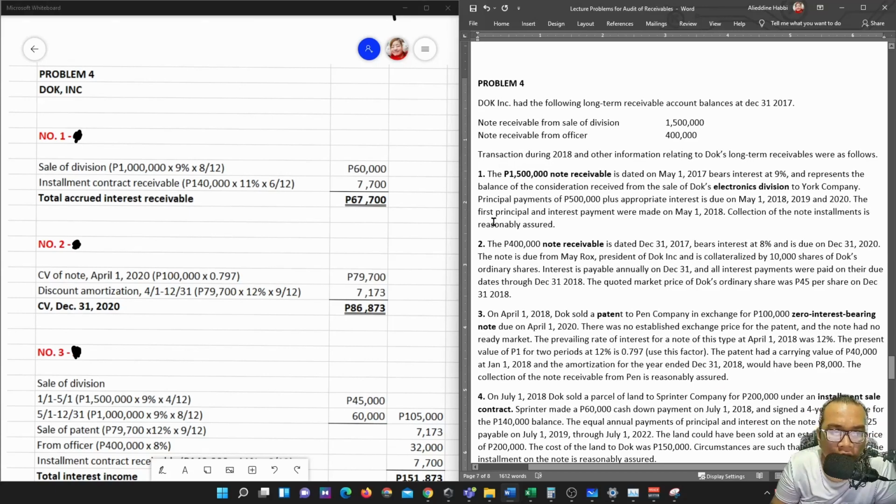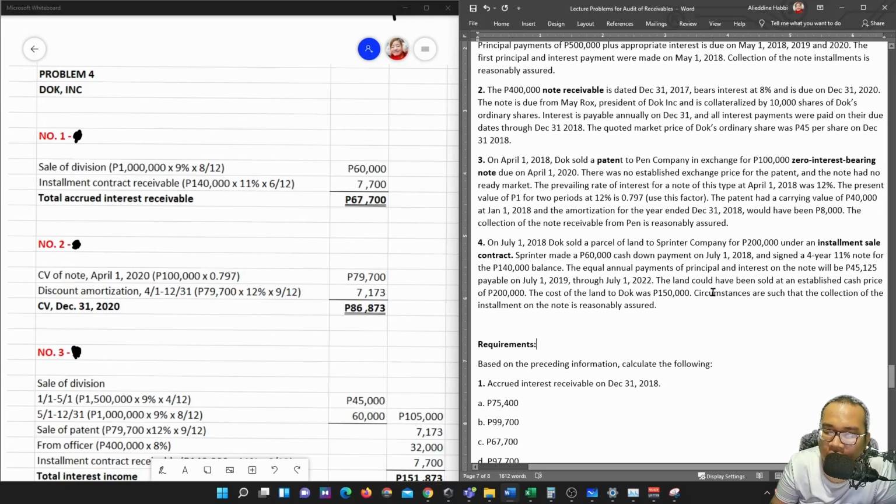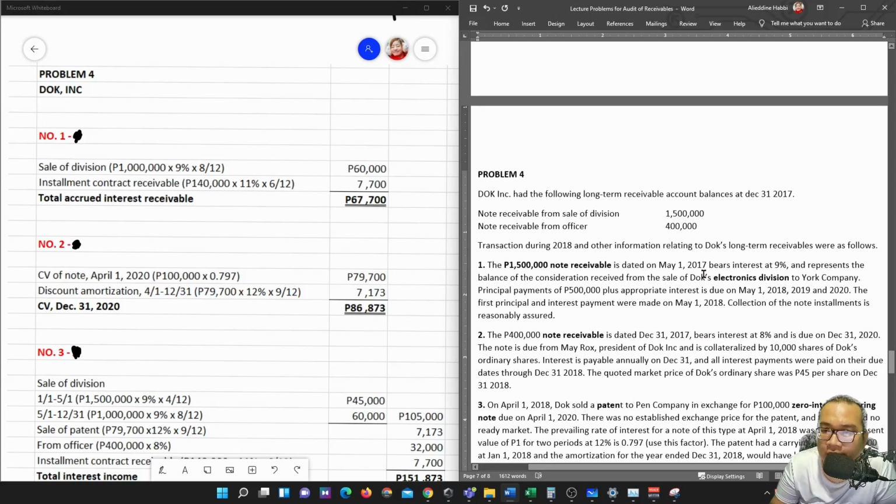So, ano yung gagawin natin? Yung problem. Requirement number 1. Based on the preceding information, calculate the following. Accrued interest receivable on December 1, 2018. So, ano yung mga nag-bear ng interest? Nag-bear ng interest for the year 2018.